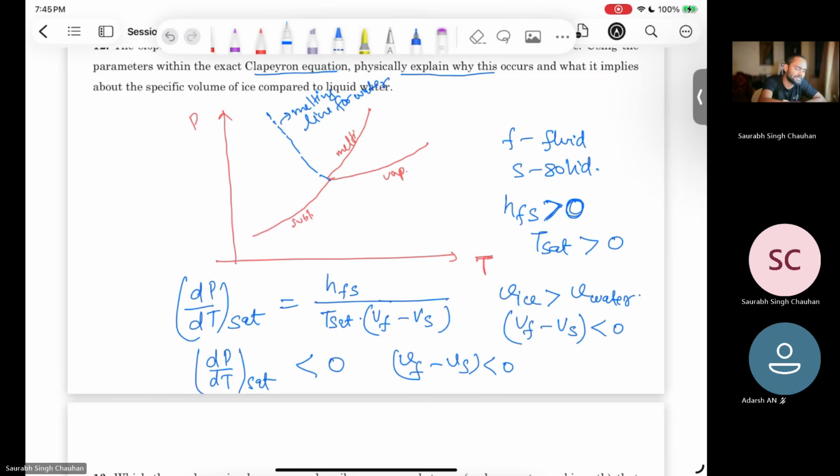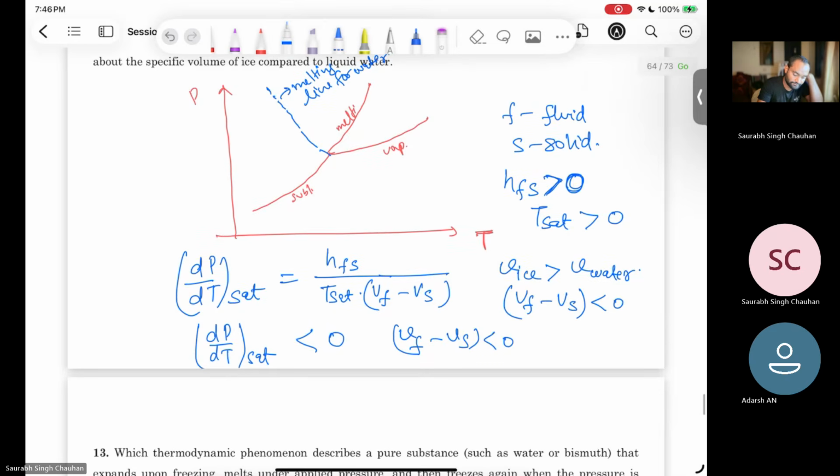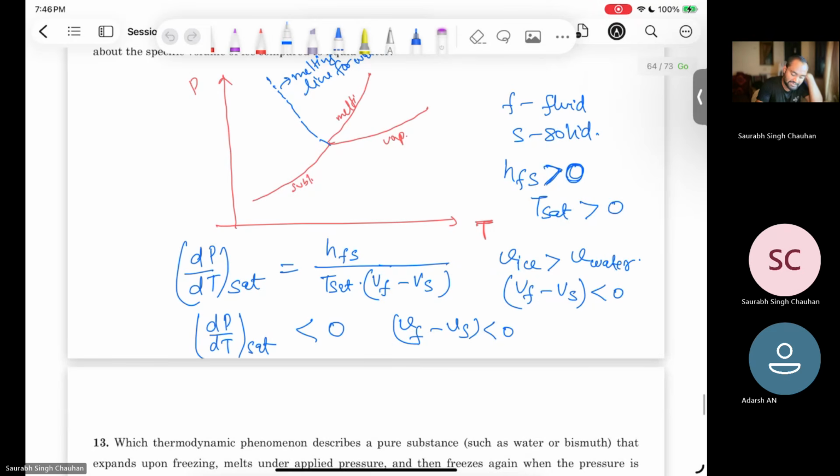Why does it happen so? Because it has something to do with its crystalline structure. Water has a specific crystalline structure in the form of ice. In the liquid state, it is just H2O molecules, they occupy the space efficiently. But in the crystalline structure, there are some voids.